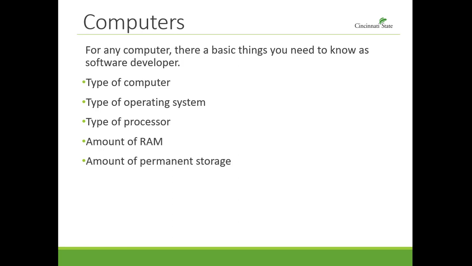As a software developer, there are basic things you need to know about computers. You need to know the types of computers that are out there. You probably know more about this than you realize. You also need to understand the types of operating systems for those computers, the different types of processors, the amount of random access memory or RAM, and you need to understand storage, permanent storage.